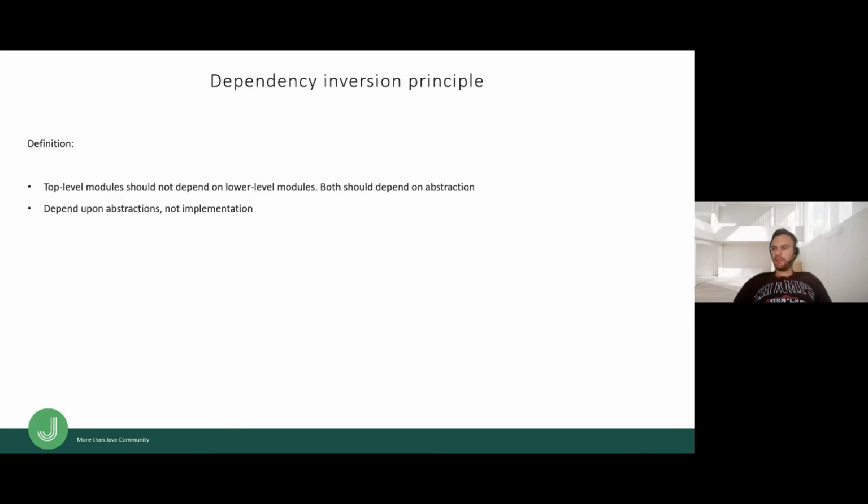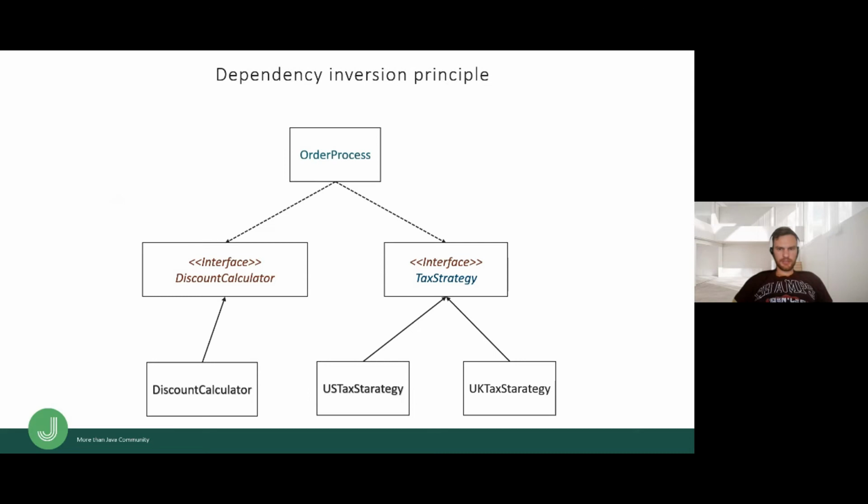And the last principle, but an important one, is the dependency inversion principle, which says top-level modules should not depend on low-level modules. Both should depend on abstractions, not on implementations. So here you can see an example. Let's say we have an OrderProcess class, and this class uses the interfaces DiscountCalculator and TaxStrategy.